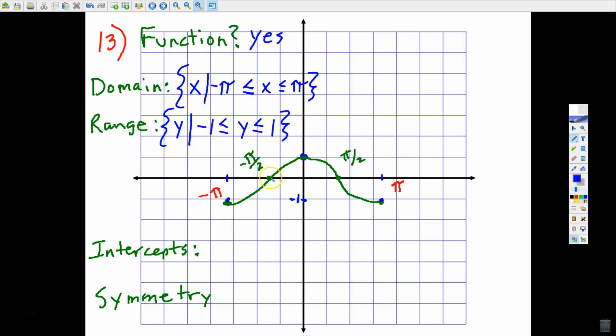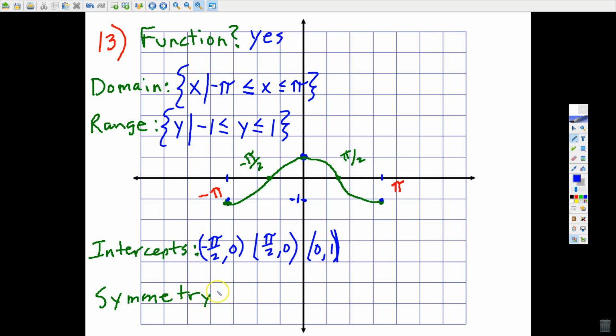Now I am going to look at these 2 points. Here we have -pi/2, 0, and pi/2, 0. Those are, of course, x-intercepts. And then I've got this one y-intercept, which would be the point 0, 1.